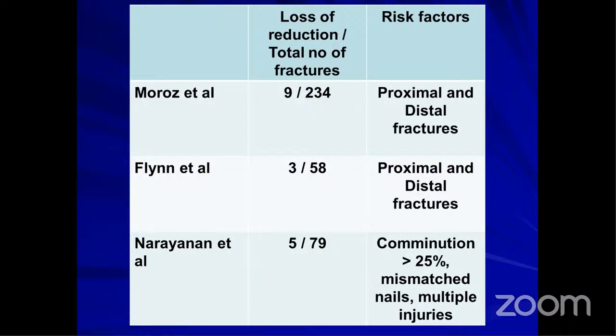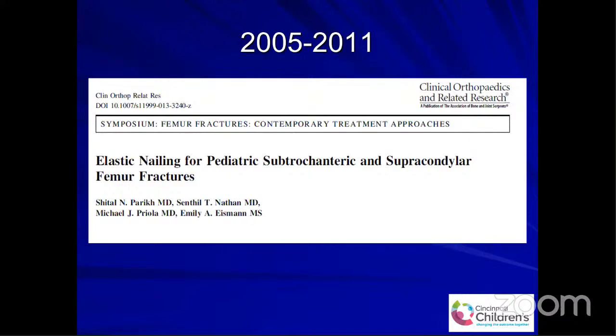If you look at why there is loss of reduction, and you look at the articles, the risk factors for loss of reduction or for malunion are fractures which are not in the mid shaft. So if they are subtrochanteric fractures, supracondylar fractures of the distal femur, or if they have significant comminution, if you have mismatched nails and multiple injuries, those are the risk factors for you to lose the reduction.